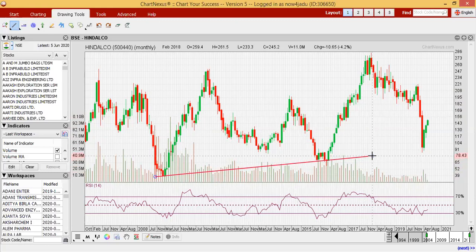I have just joined these lines. See, I joined this point, this point, and this point. See, it has not closed below that line. So this is a valid trend line which covers all 4 points. If we extend this line, see where it is taking support. It is taking support exactly at the 84, 85 level.